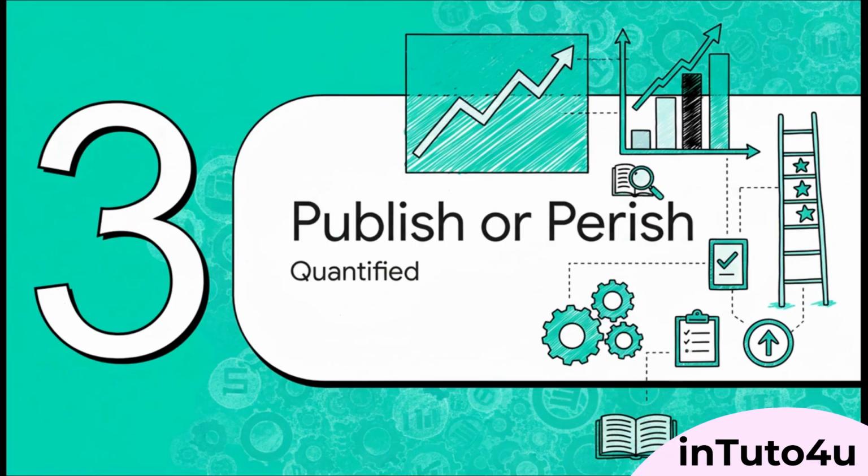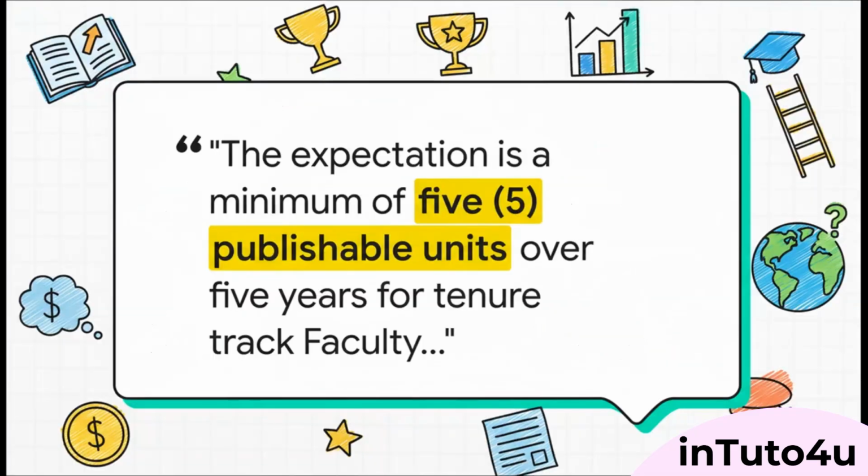Why should you care so much about these Q numbers? Well, here's the kicker. Universities are literally writing these metrics into their official rules for tenure and promotion. That old phrase, publish or perish, it's getting a very modern, very data-driven upgrade. And this isn't just a theory. Check this out. These are the actual guidelines from Sam Houston State University.